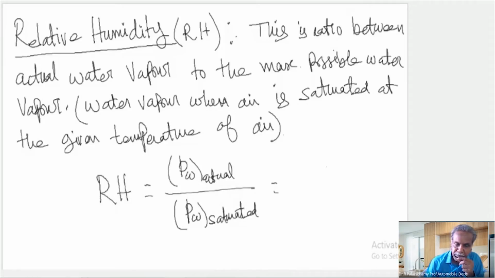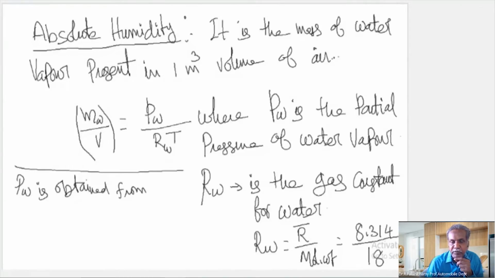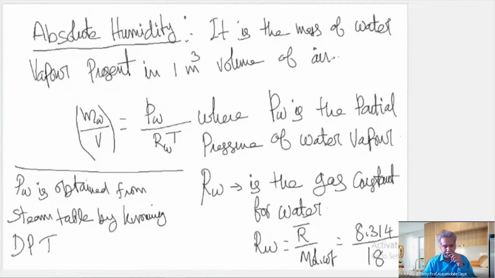So dew point temperature தெரிஞ்சதுன்னா you can get the actual water present. You can get from this Pw by RwT. If you know the dew point temperature or the corresponding saturation pressure, we can get from the steam table. The Pw we can get from the steam table. Pw is obtained, steam இது நல்லா தெரிஞ்சாதான் இது கொஞ்சம் புரியும், from steam table by knowing dew point temperature. Dew point temperature தெரிஞ்சதுன்னா அந்த corresponding saturation pressure we can get from the steam table.